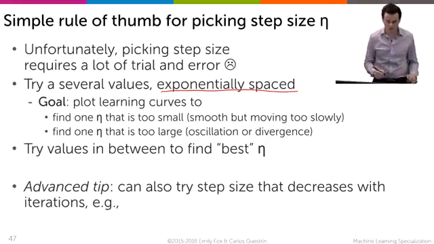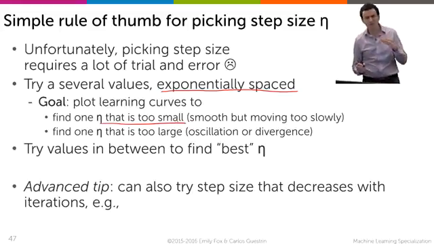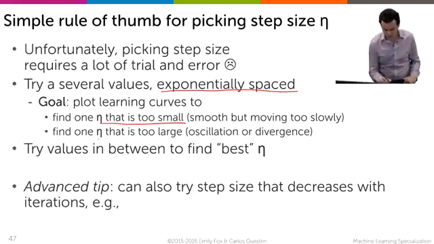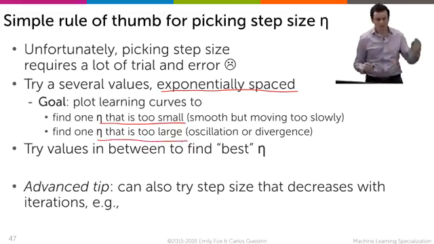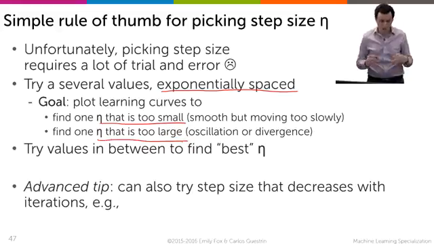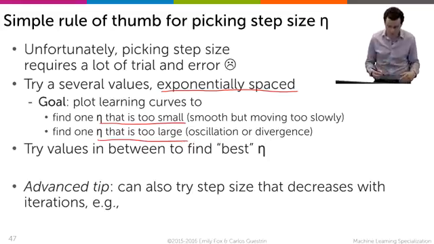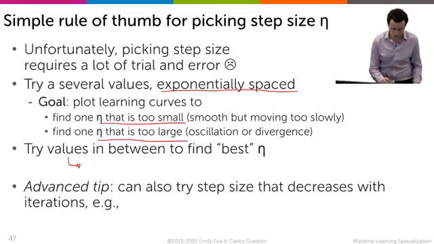And the goal is to plot the learning curves to find an eta that is too small. So the curve is moving too slowly, too slowly, too slowly. And then you find an eta that is too large. It's wild oscillations and it's diverging even. And now we have a big value and a small value. And then you can try values in between.